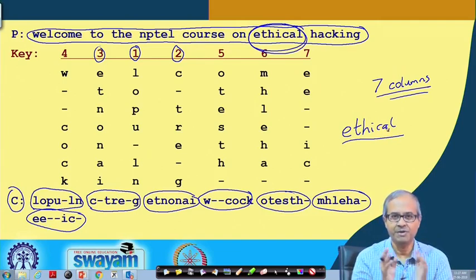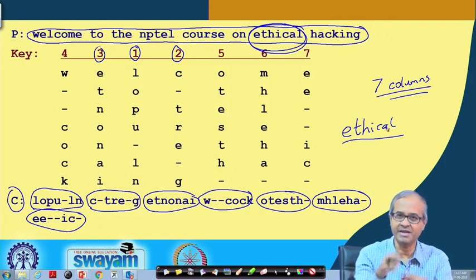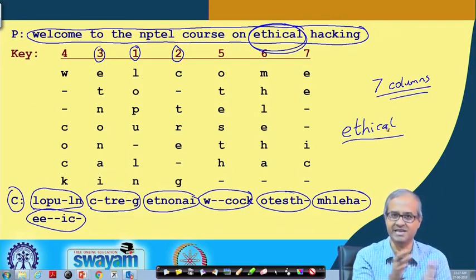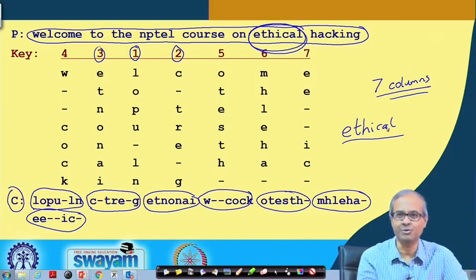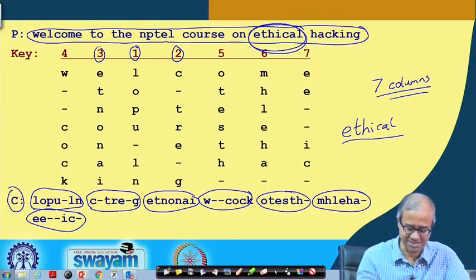You can write a computer program to do this automatically, it is not so difficult to do. Once you do it, you will not only get this word, you will also have an idea regarding the order of the columns. Where is E, where is T, where is H, like that. So, in that way you can decode the message pretty easily.